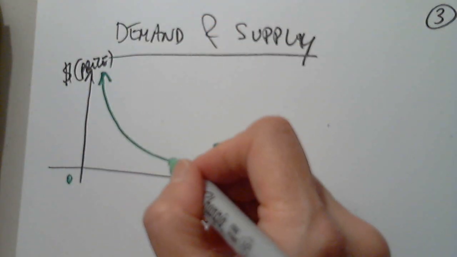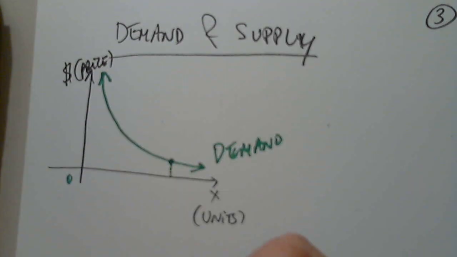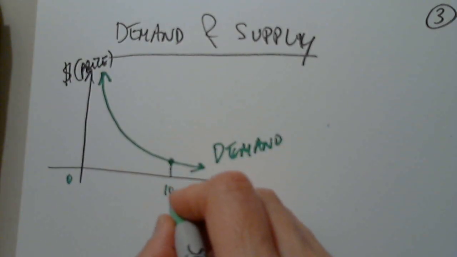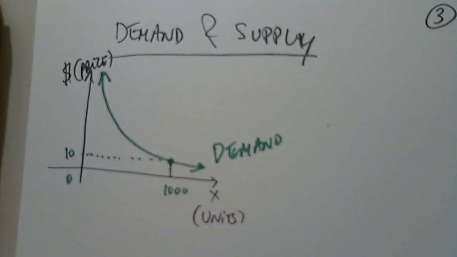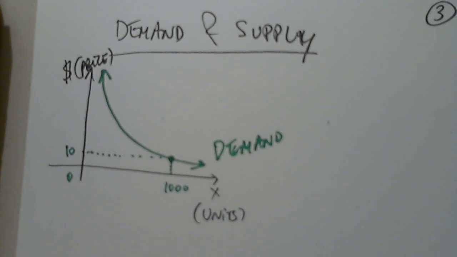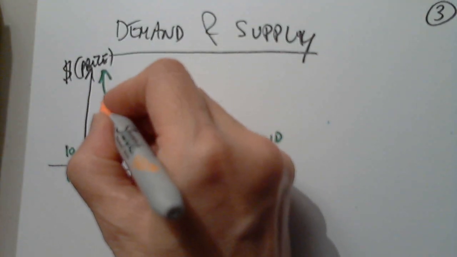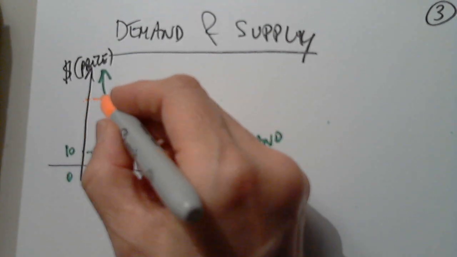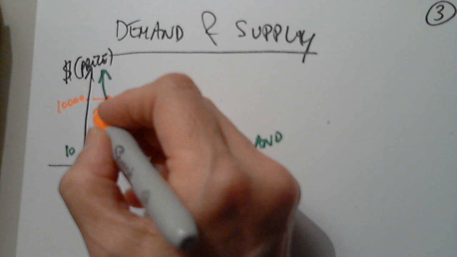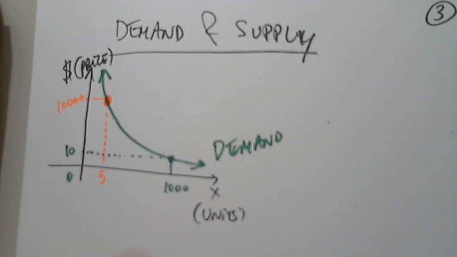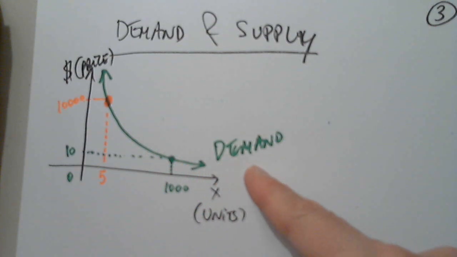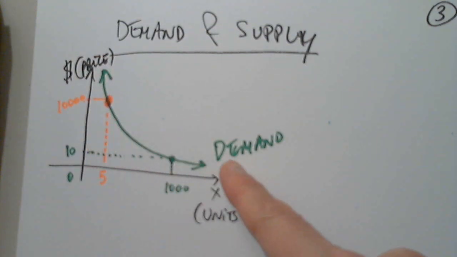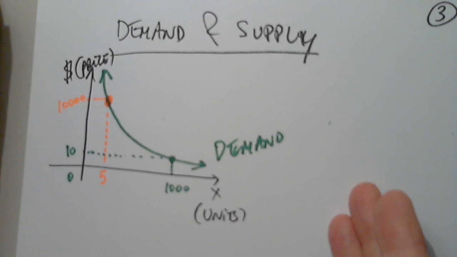So, for example, at this point, this is the number of units. I'm making up some numbers. Let's say 1,000. And the price is low. Let's say 10. Look what happens at this point. At this point, the price is, I don't know, 10,000. And we can only afford 5 units. So the demand function is a decreasing function. The lower the price, the higher number of units.